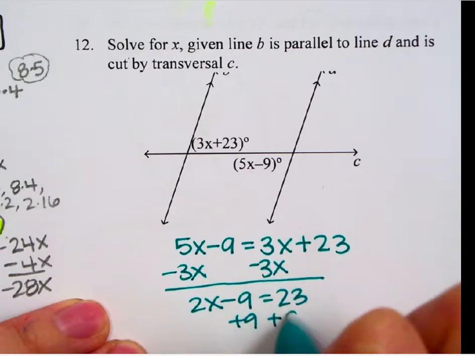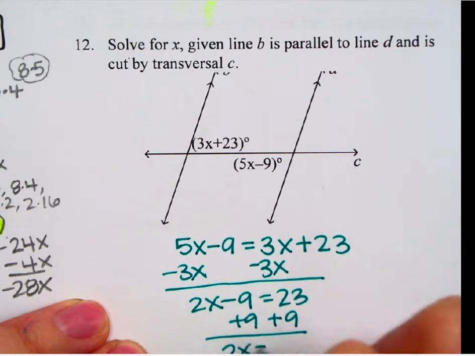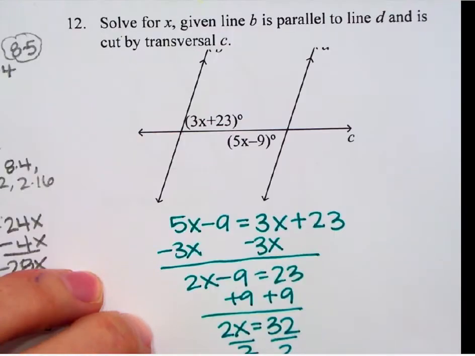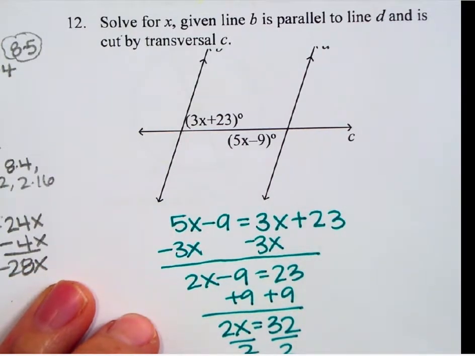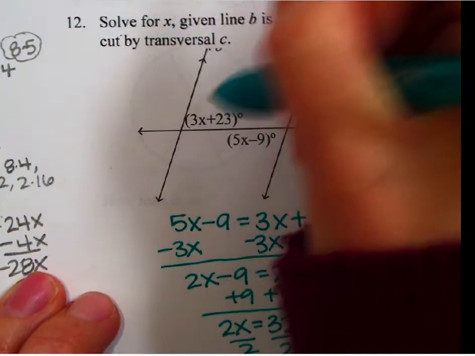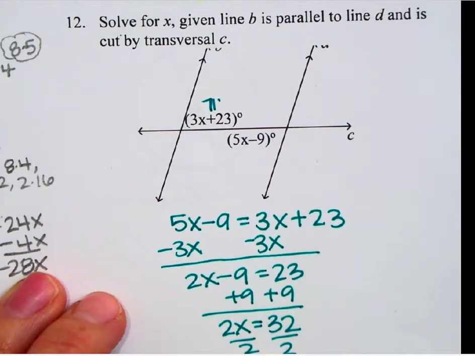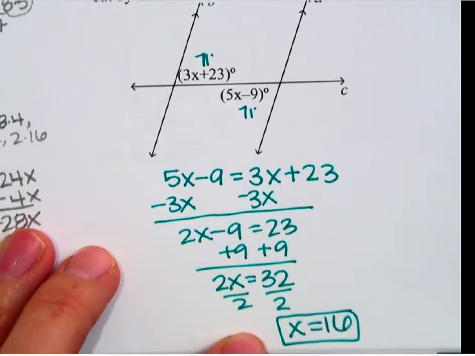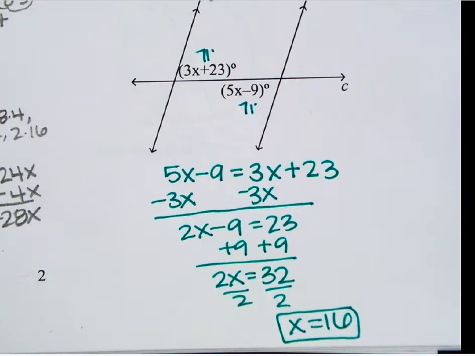using my inverse operations. So x is equal to 16. I'm quickly plugging it back into my calculator to make sure that these angle measures are the same. That's 71. And then this would be 71. So we know that x looks pretty good. x equals 16.